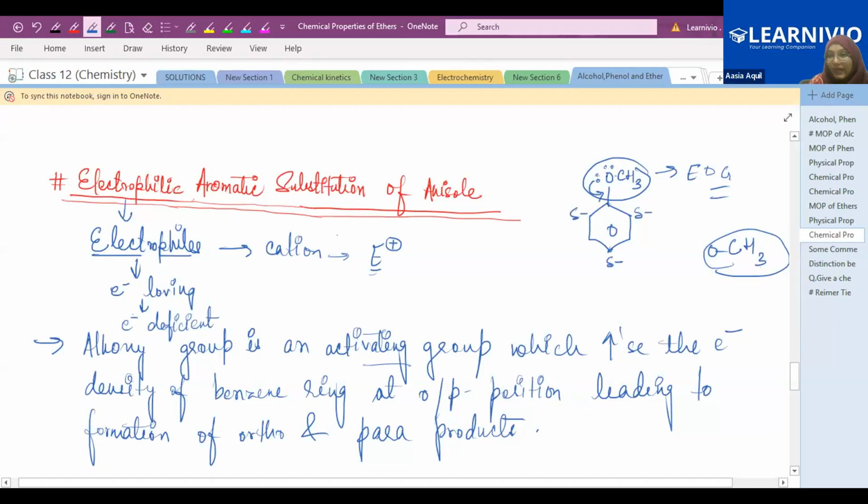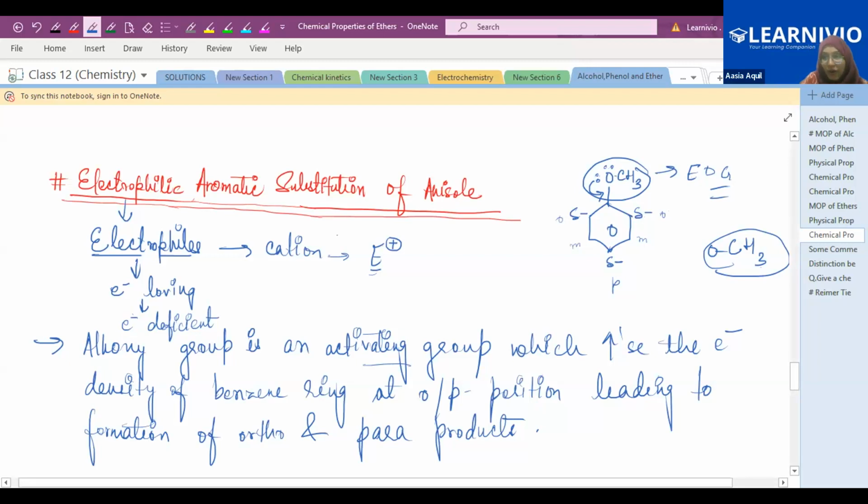So corresponding to this OCH3, what is the ortho position? This is ortho, this is meta, this is ortho, meta, this is your para, this is again meta, and this is your ortho, right? Due to the alkoxy group, the electron donating group, it is an activating group. It activates the benzene ring, and the electron density increases at the ortho and para positions.